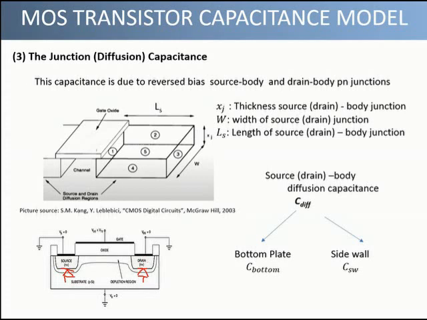So we have two oppositely charged carriers separated by a depletion region which acts as a dielectric, and this situation behaves like a capacitor whose capacitance is called diffusion or junction capacitance.